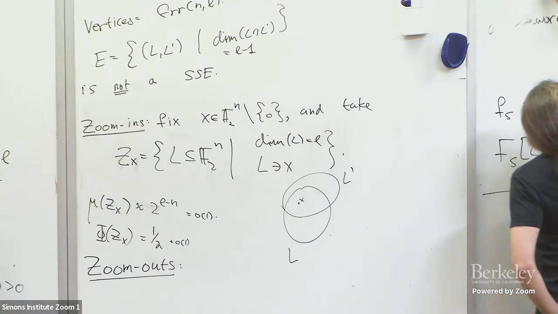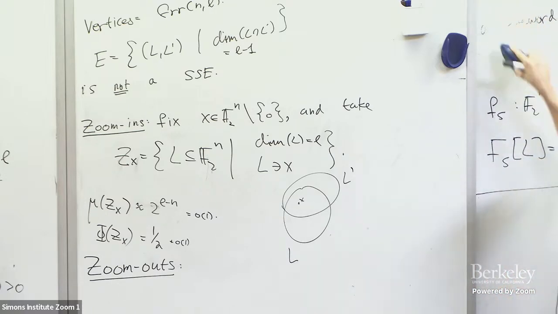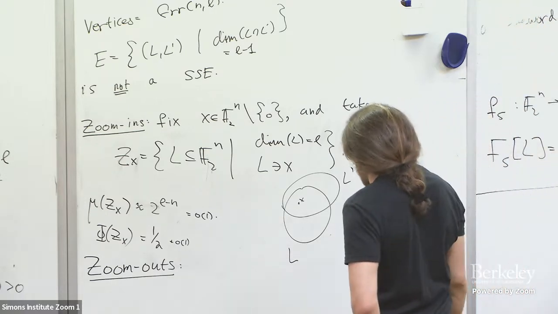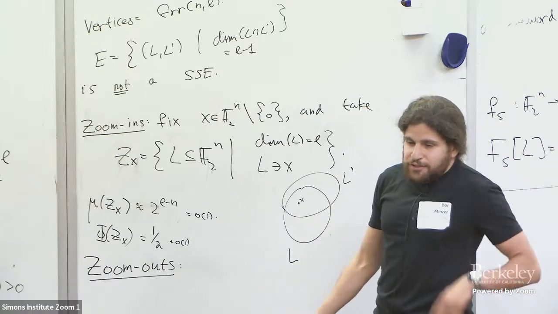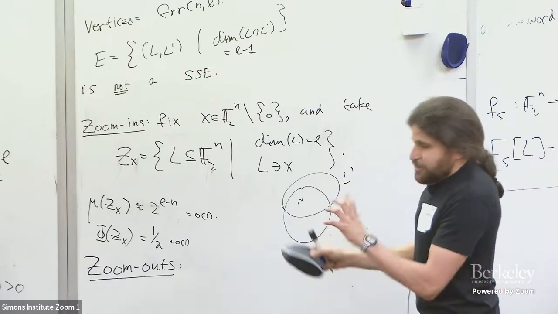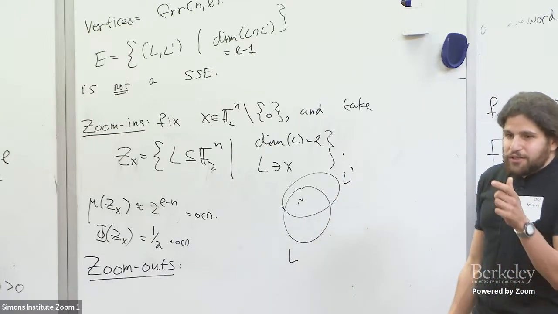Just a quick question. The plus little o of 1 is because L prime might be chosen the same as L? No, it's because they always share the zero vector. So the zero vector doesn't count. So it's like 2 to the minus n in one direction. I don't know which.